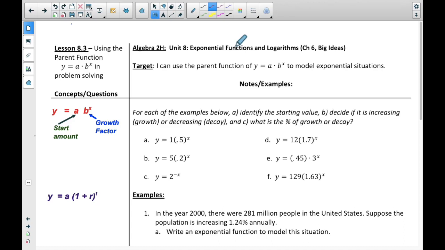Hi guys, today's video is going to be about using this parent function that we talked about and graphed the other day. Today we're going to be talking about problem solving and how to do that. So let's take a look.